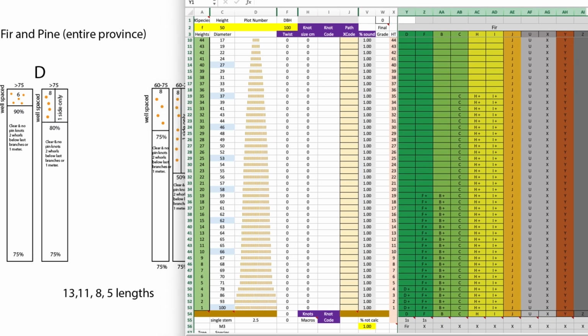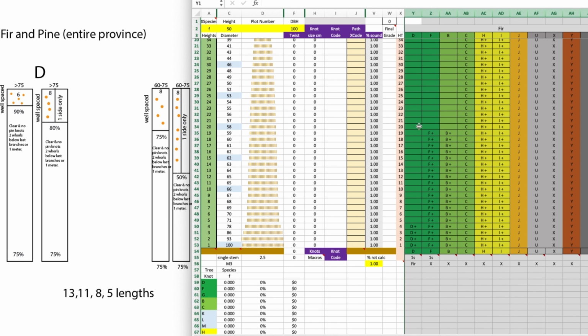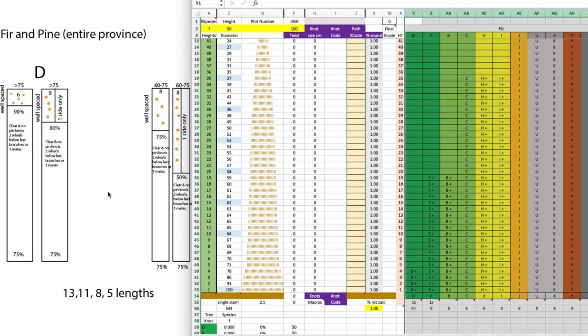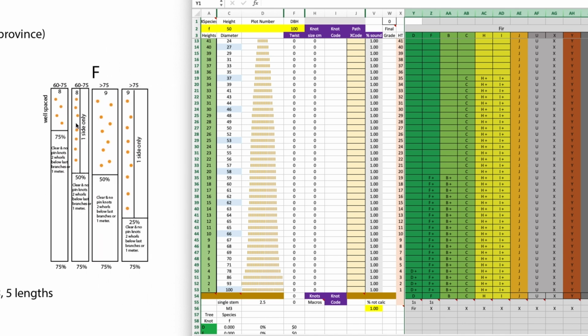Let me move these over a little bit, like that, so we can see them all. What the computer has figured out is that for each 1 meter as we go up the tree, it will meet the following grades. Like down here, the first 4 meters will meet D grade, then 19 meters will meet F grade, and so on. Okay, so here's the grades. Here's D. Okay, here's F.